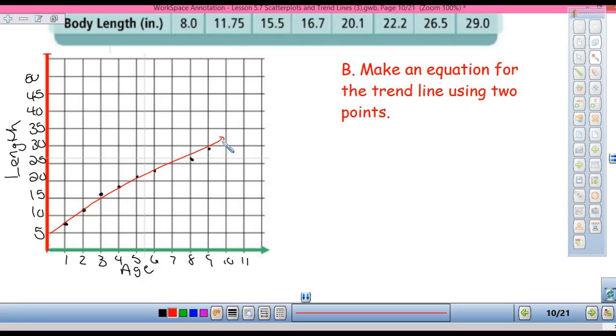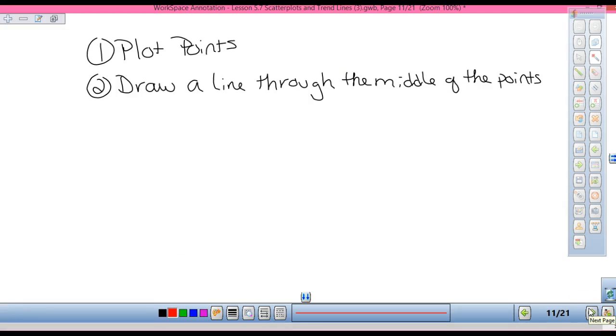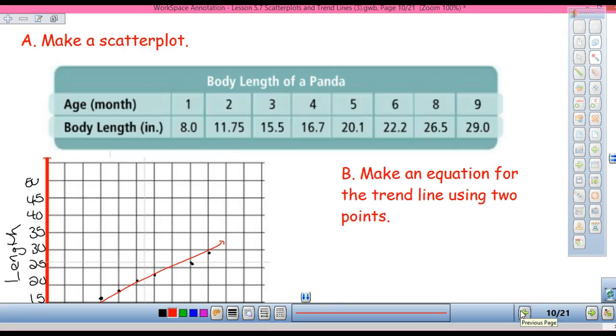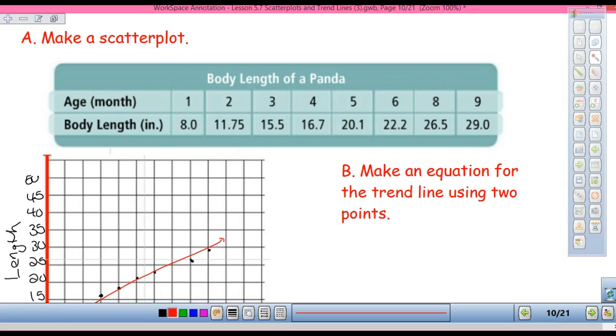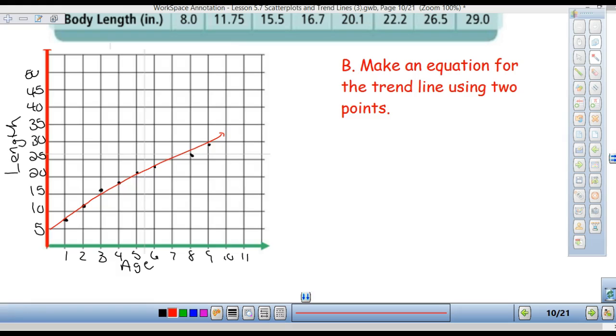All right, are we good? Yes, it needs to go straight. I'm not talking like you need to put a ruler down and make it perfectly straight, but it needs to be pretty close to straight, straight through the middle of the points. It can't curve. It has to be a straight line. If the points curve, that's fine, but the line that you draw has to be straight. No curvies. Straight line.